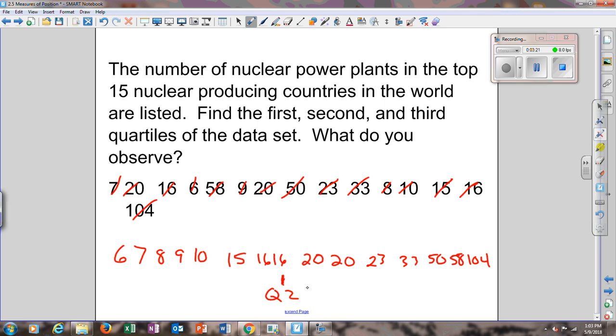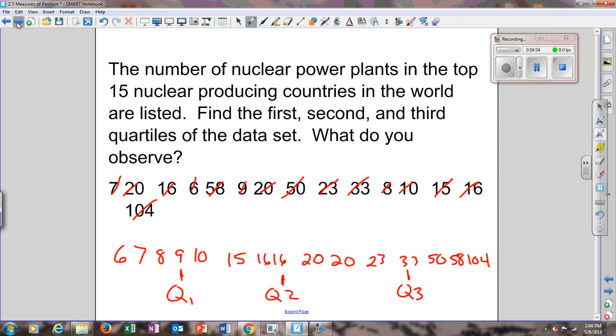Then we should have 7 numbers above and 7 numbers below. So out of the 7 numbers below, the midway point of those is going to be your Q1. So that would be 9, because you have 3 numbers below and 3 numbers above. Then your Q3 would be 33. Again, 3 numbers below Q3, 3 numbers above it. And that's all you have to do to find your quartiles.